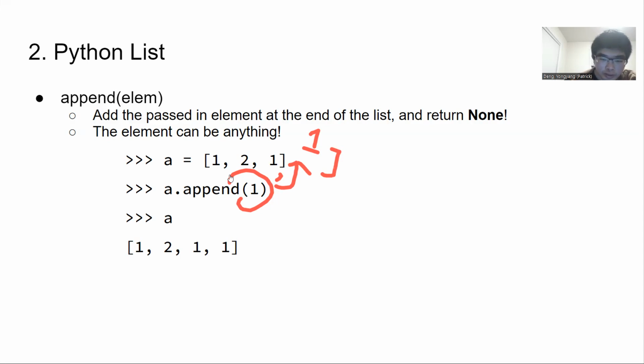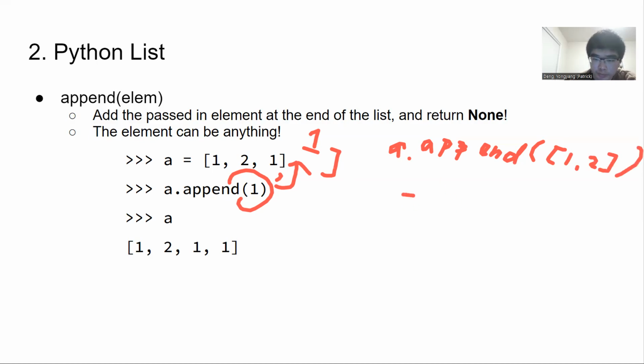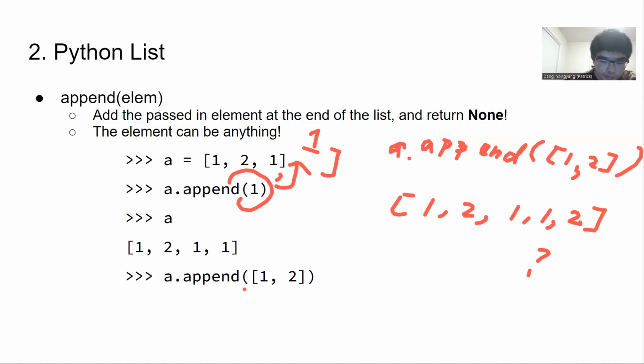And what about a list? Suppose I want to have A dot append 1, 2. Will it be 1, 2, 1, 1, 2? Will it be this one? Actually no. Actually, it will be something else. Suppose I want to do A dot append 1, 2. It will be 1, 2, 1, 1, and the list.